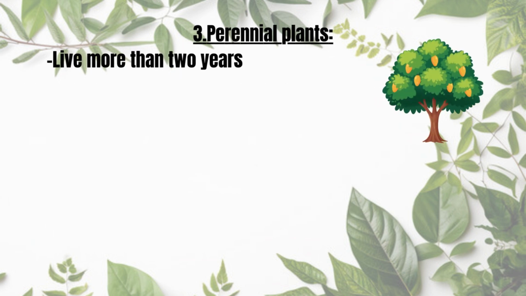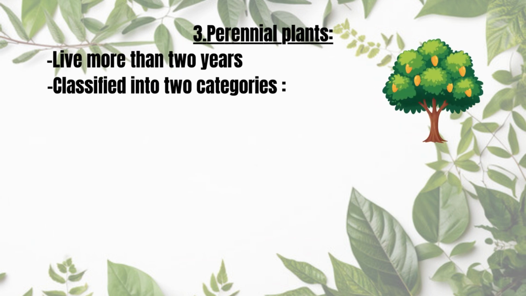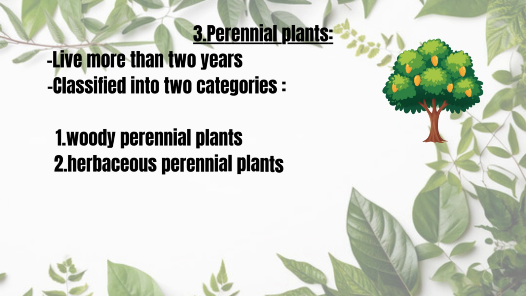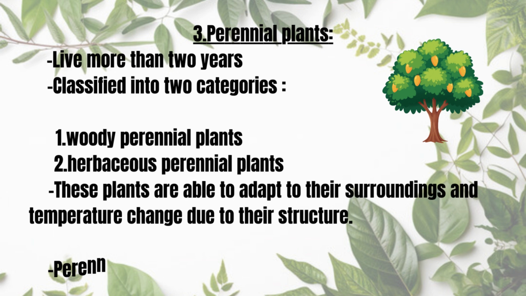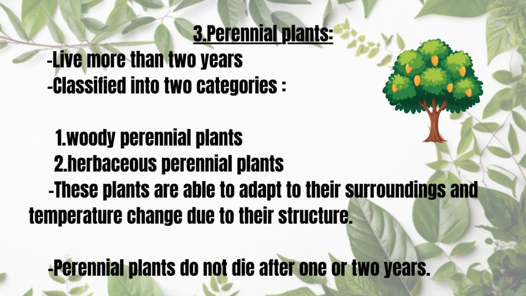Next is perennial plants. They live more than 2 years and are classified into two categories, which are woody perennial plants and herbaceous perennial plants. These plants are able to adapt to their surroundings and temperature changes due to their structure. Perennial plants do not die after 1 or 2 years. Examples of perennial plants are mango and coconut trees.